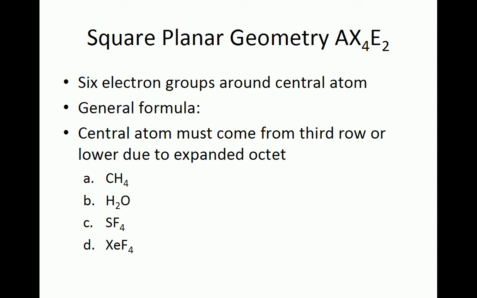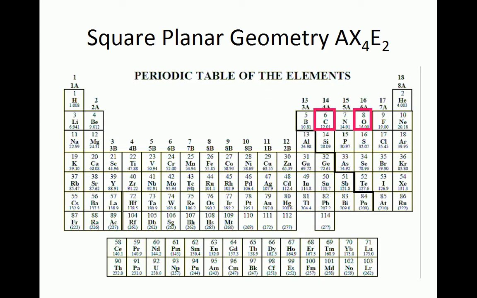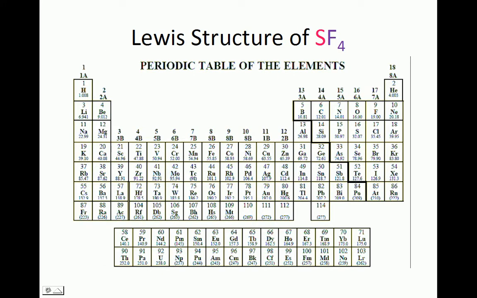When we look at the answer choices, we see that we can eliminate choices A and B, as these central atoms are in the 2nd row of the periodic table and cannot have expanded octets. We must draw the Lewis structures for sulfur tetrafluoride and xenon tetrafluoride to determine which has a square planar geometry. We'll start with sulfur tetrafluoride.